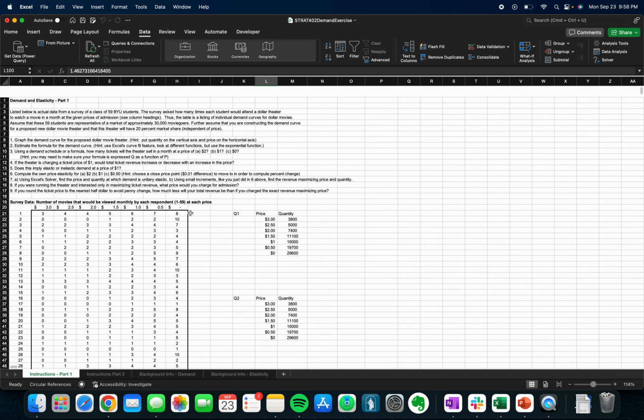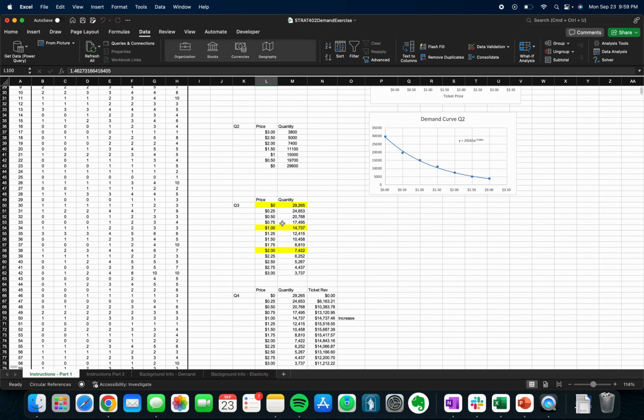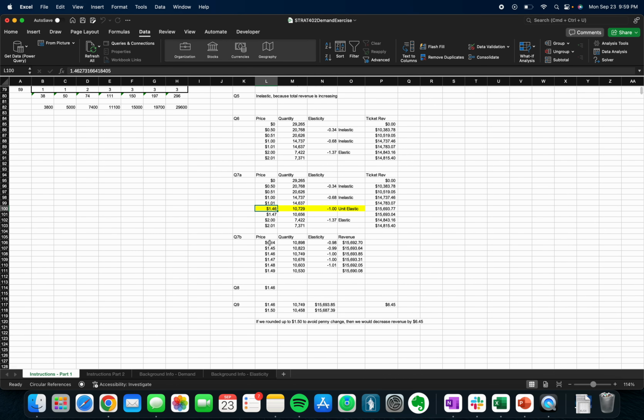Question 7b says, using small increments like you just did in 6 above, find the revenue maximizing price and quantity, just like we talked about. 1.44, 1.45, negative 0.98, negative 0.99, and then you hit 1 at 1.46, and if you go in a little bit further, this is like negative 1.0001 or something like that, but this one is about as close to -1 as you can get. And you can see that revenue is increasing until it hits this point, and then once it hits this point, it starts decreasing, and it's very slight, but that is the maximum price.